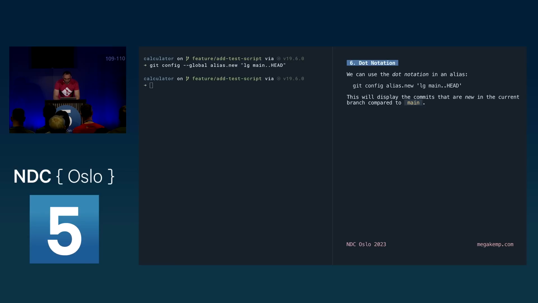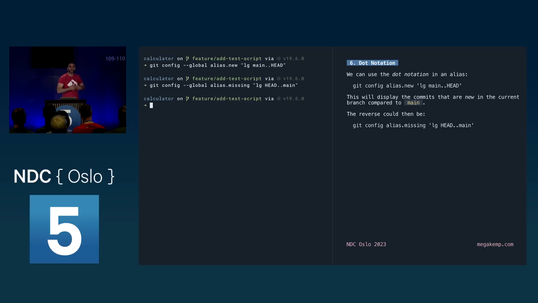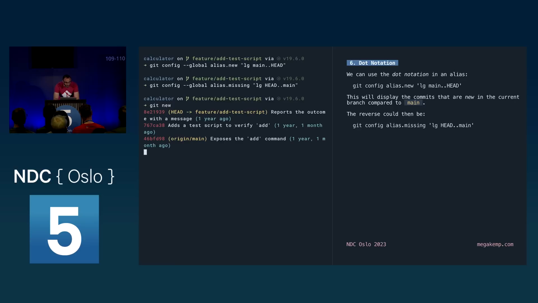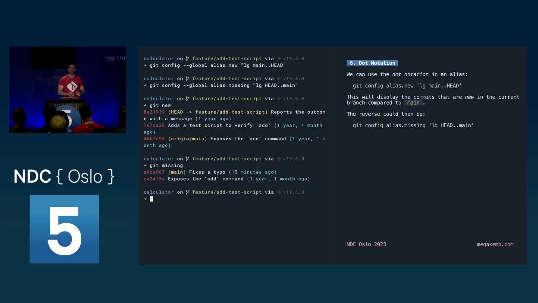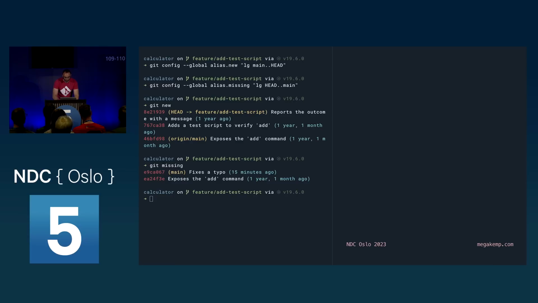Now, what about the opposite? I can have an alias called missing. So I can say git global alias.missing, and then I just reverse the two things. Not here, but in main. Now, when I'm in a topic branch, I can say git new. This is the new stuff. What am I missing? This is the stuff I'm missing. I use this all the time. It's like automatic. Git new, git missing. Cool aliases to have in your git config.